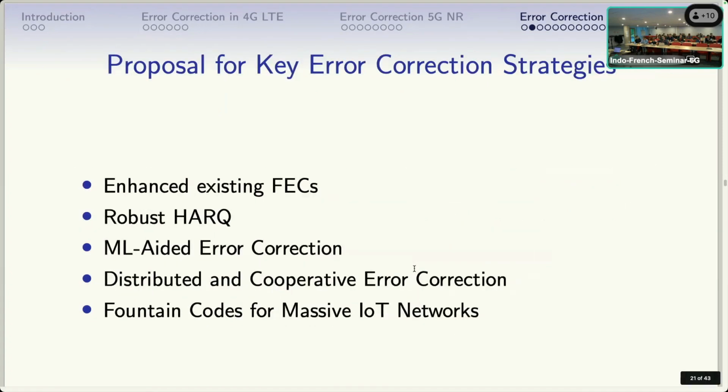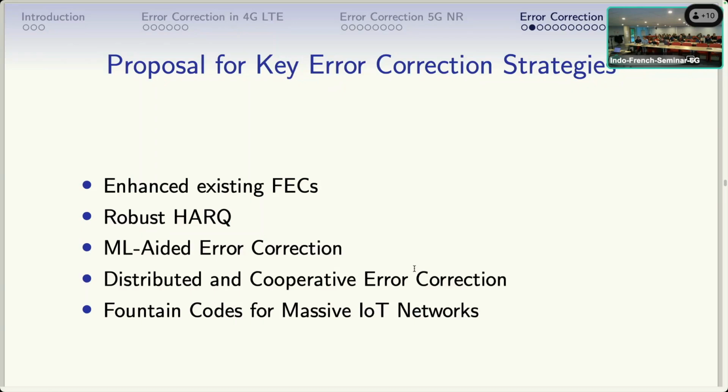So the key error correction strategies, there is also a caveat. What I'm saying is that I have taken what I could handle. If you see, there are 10 such points, 10 bullets. But I have taken some intersections from some papers and some books. This is the main thing that I could glean from all those collections. One is we expect to improve the performance of the existing forward error correction scheme, a robust hybrid ARQ, and ML aided error correction.